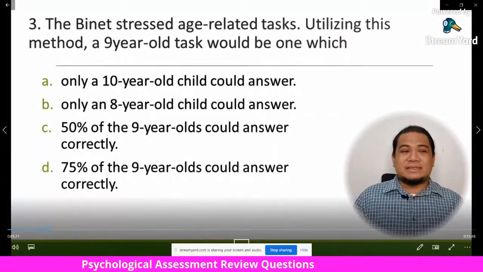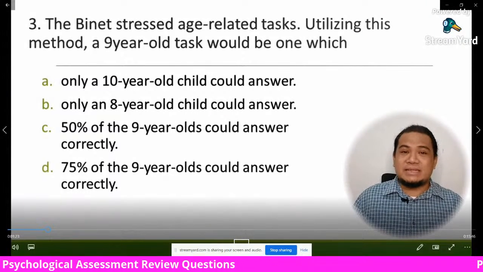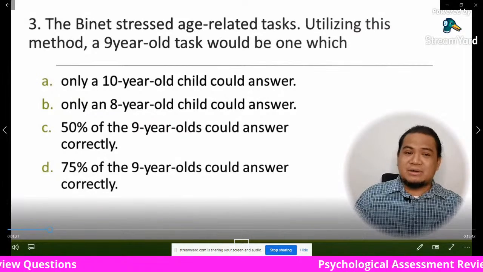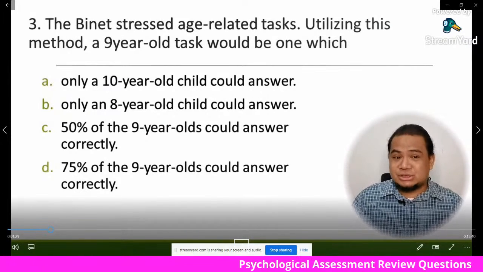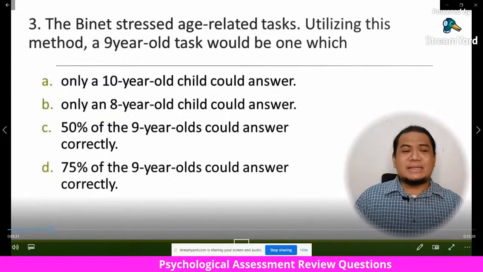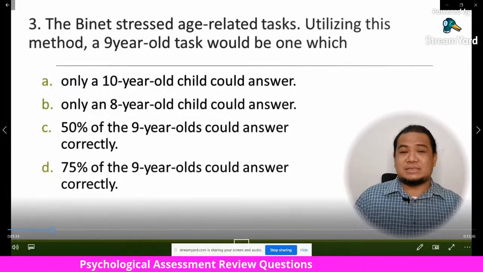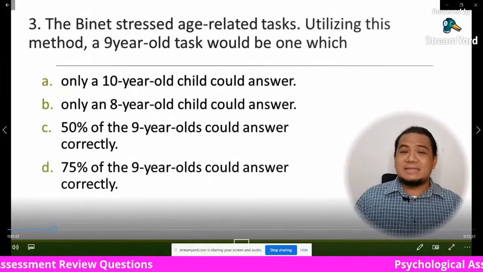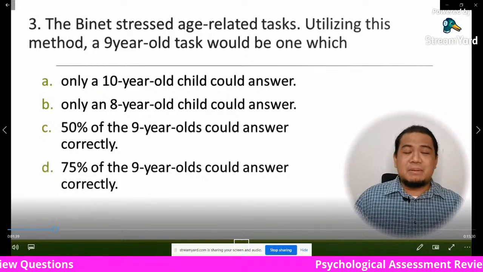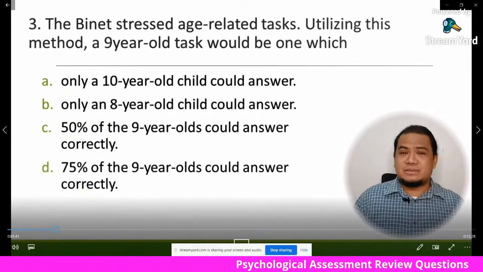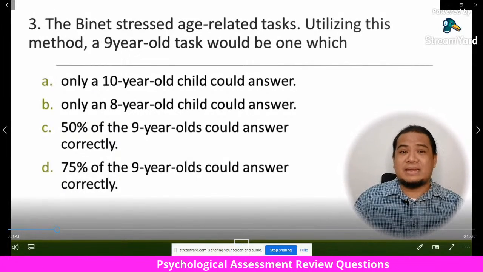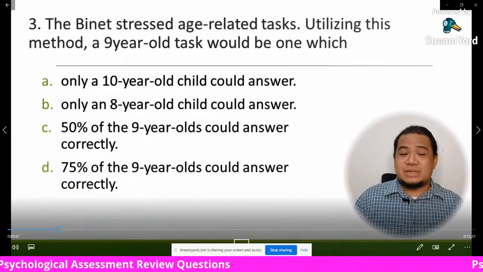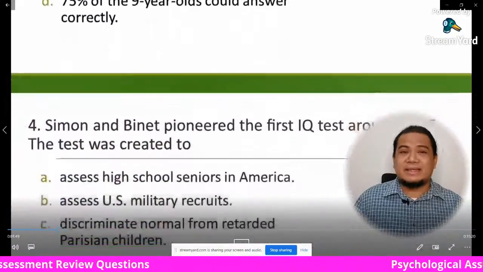Number 3, the Binet stress age-related task utilizing this method. A 9-year-old task would be one which: A. Only a 10-year-old child could answer. B. Only an 8-year-old child could answer. C. 50% of the 9-year-olds could answer correctly. Or D. 75% of 9-year-olds could answer correctly.